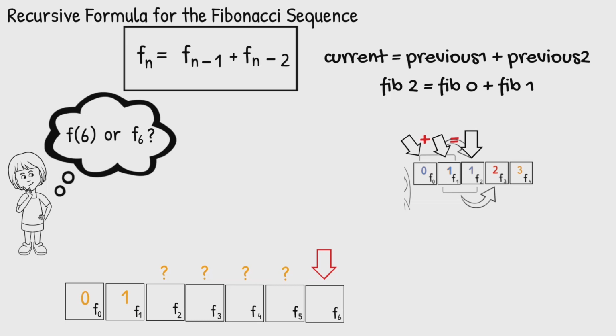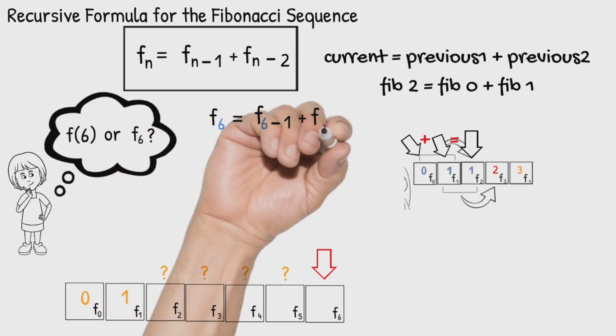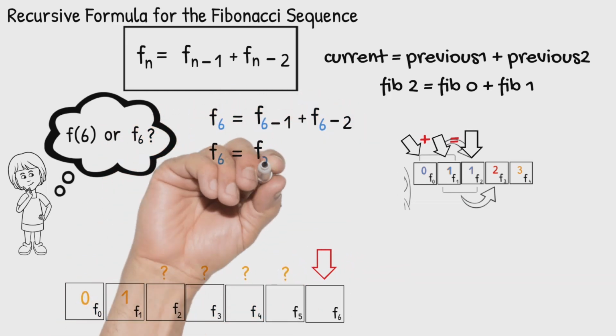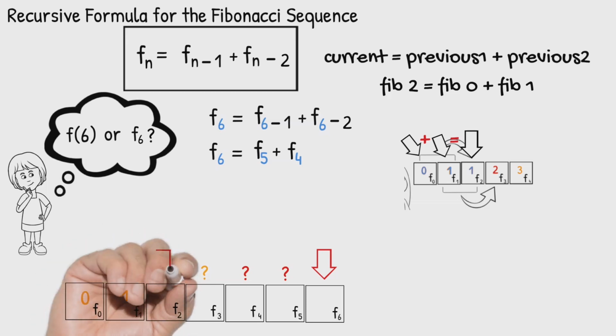Let's take this a bit further by applying the formula for Fib6. So Fib6 is equal to Fib(6 minus 1) plus Fib(6 minus 2). So Fib6 is equal to Fib5 plus Fib4. But we have a problem here. We do not yet have values for Fib5 and Fib4. So we must start by finding Fib2 and moving up from there.